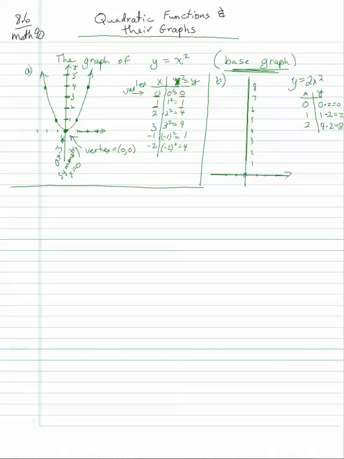So when I plot that, it's going to be 0, 0, 1, 2, and then I have my mirror image, negative 1, 2, then 2, 8, and my mirror image. You see it's still going to be a parabola, but it's going to be a lot skinnier. It's a mirror image. So that's y equals 2x squared.